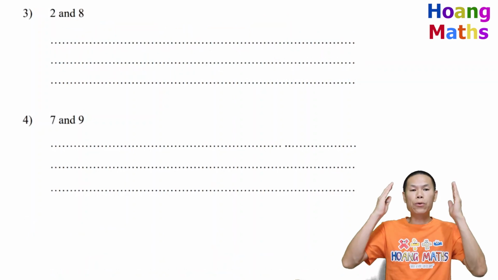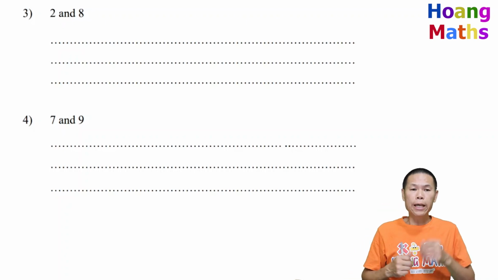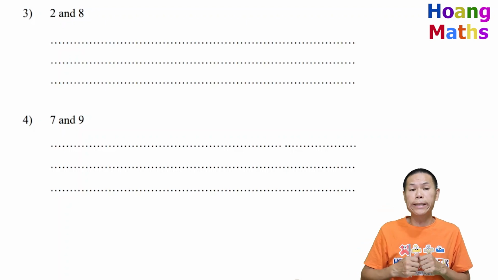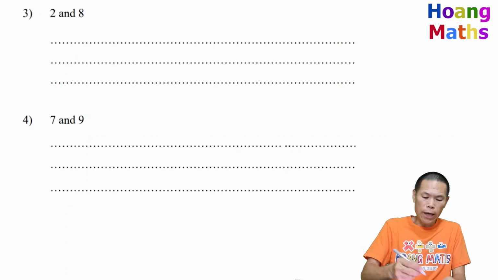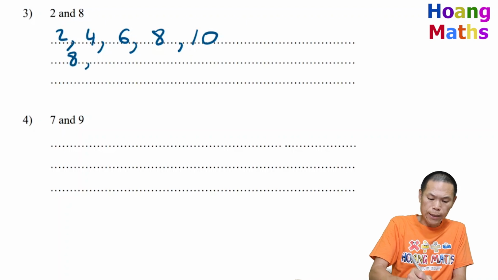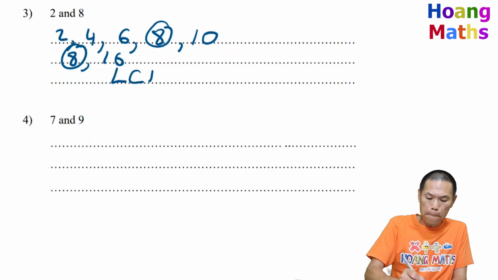Number 3, we need to find the lowest common multiple of 2 and 8, but then we know that 8 is a multiple of 2. So we know that the lowest common multiple of 2 and 8 is 8. Otherwise, you can list them out. For example, 2, 4, 6, 8, 10. See, 8, 16. So we stop there. We know that 8. Okay. Therefore, the lowest common multiple of 2 and 8 is 8.